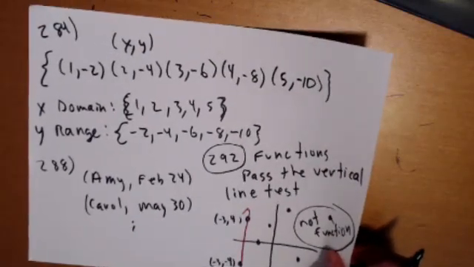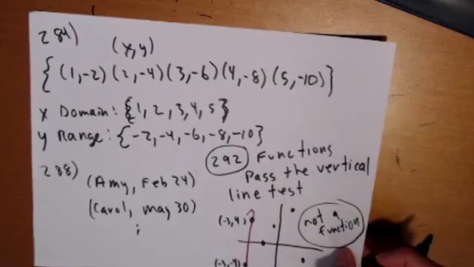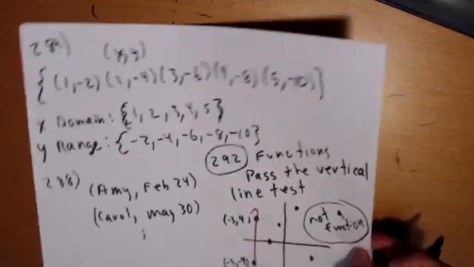Okay, and then I told you to skip 303 and 305. Okay, 307. Now it's getting interesting.